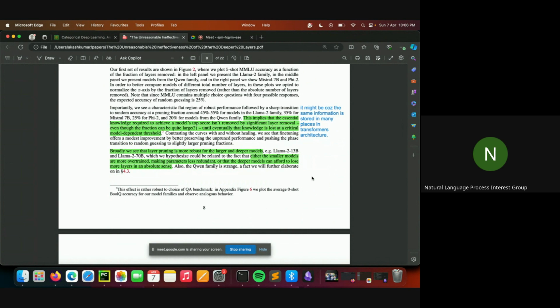Sorry, you might have mentioned this, I think I missed it. By layer pruning, are you saying they're removing the entire layer, or they're just removing parts of the weights? No, they're removing the entire layer. So let's say if they had 10 layers, they will remove layers 4, 5, 6. So the output of layer 3 would be the input to layer 7 now.